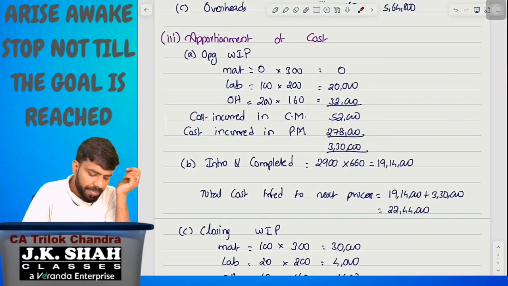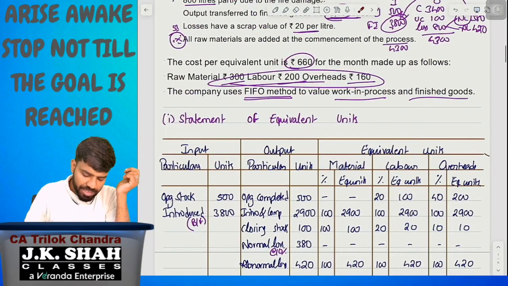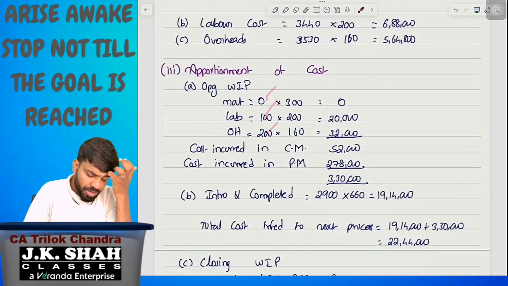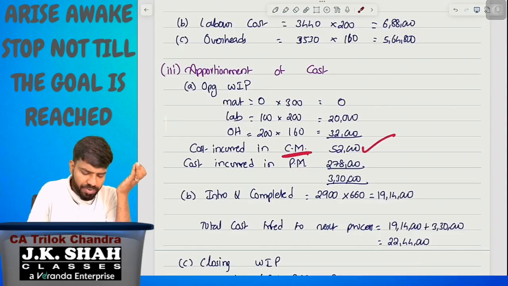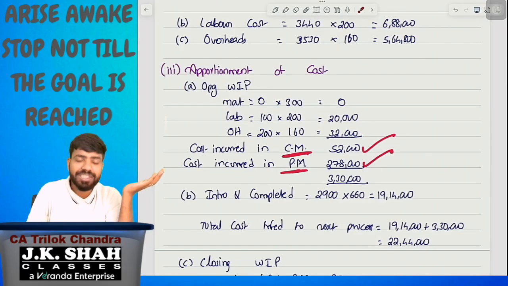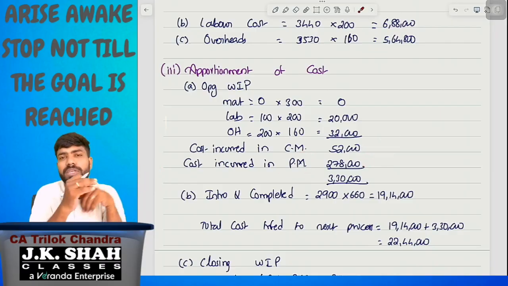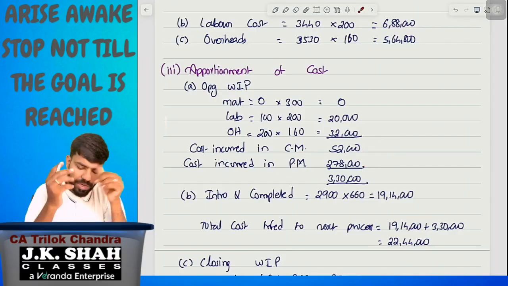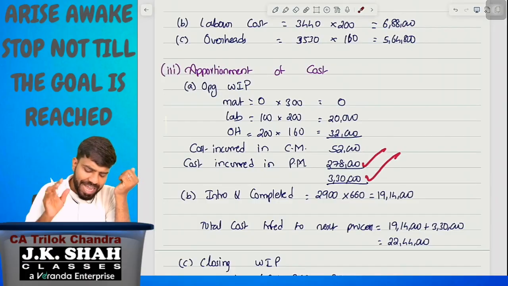Apportionment. First opening WIP. Material. Here equivalent units are there: 0, 100, 200. So cost per equivalent unit will get the total cost including current month is 52,000. Cost including previous month is 2,78,000, given in the question. So okay, I took the 2,78,000, total comes to 3,30,000. That is about opening WIP.